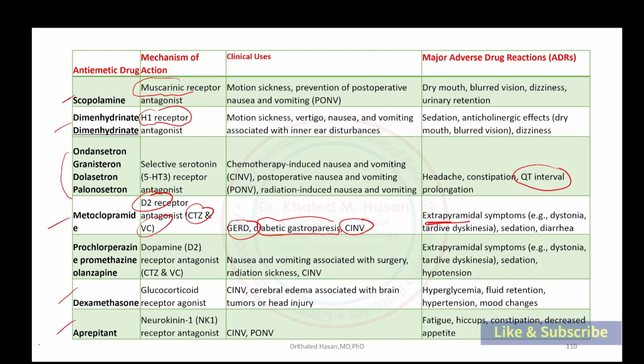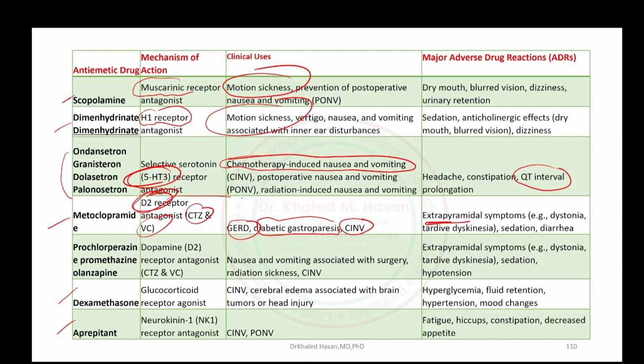The question now: from this table, we can create several questions. Which of these medications is used for motion sickness? Which of these medications is used for chemotherapy-induced nausea and vomiting by blocking the serotonin receptor? Which of these medications blocks the dopamine receptor and is used for gastroparesis? We can create several questions from this slide.